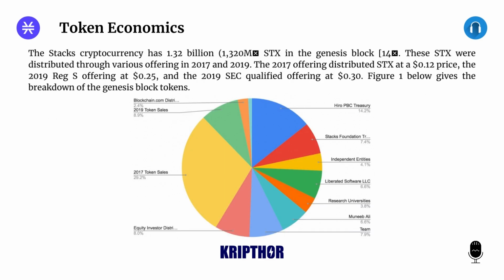Token economics. The Stacks cryptocurrency has 1.32 billion (1,320 M) STX in the Genesis block. These STX were distributed through various offerings in 2017 and 2019. The 2017 offering distributed STX at a 12 cents price, the 2019 Reg S offering at 25 cents, and the 2019 SEC qualified offering at 30 cents. Figure 1 below gives the breakdown of the Genesis block tokens.